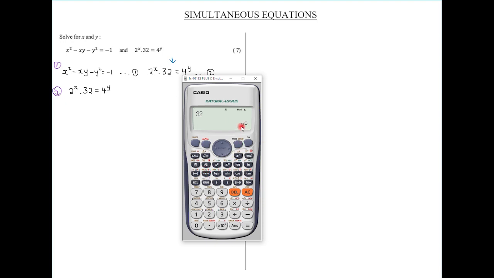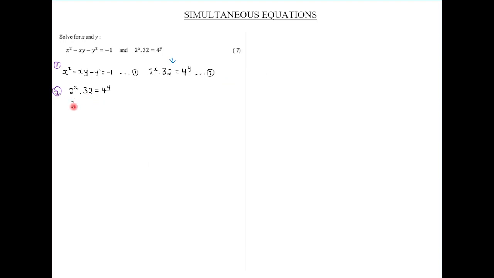You can see 32 can be 2 to the power of 5, so now I have 2 to the power of x times 2 to the power of 5, and then 4, when you prime factorize that one, becomes 2 to the power of 2. So it's going to be 2 to the power of 2y. Now as you can see here, we have exponents with the same base. So this will mean 2 to the power of x plus 5 is equal to 2 to the power of 2y.